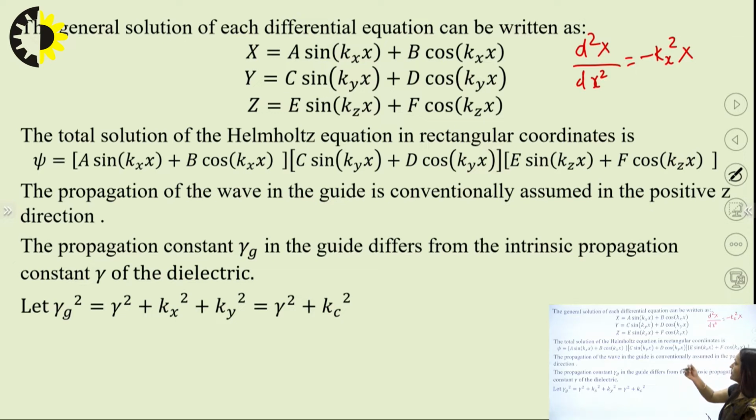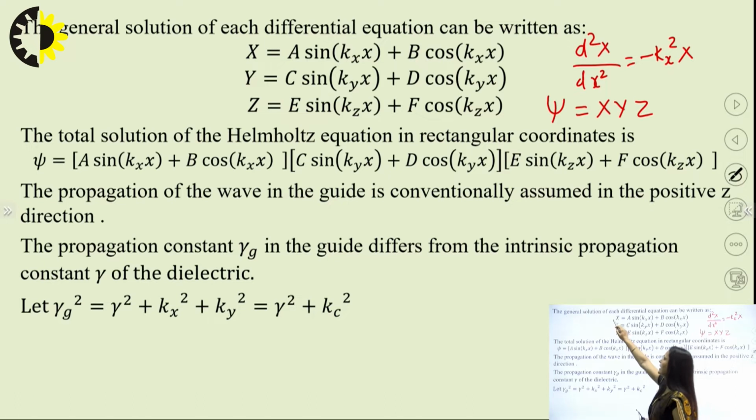So the solution which we have assumed was xi is equal to x, y and z, and from these three equations we get the solution of x, y and z. So the complete solution of the wave equation is xi is equal to (a sin kx x plus b cos kx x) into (c sin ky y plus d cos ky y) into (e sin kz z plus f cos kz z). So this is the final solution of your wave equation.